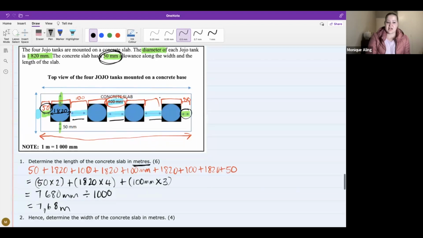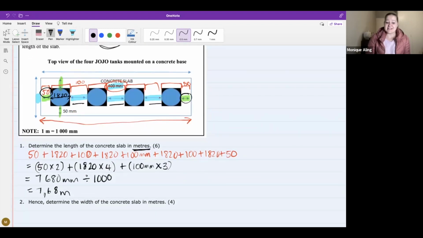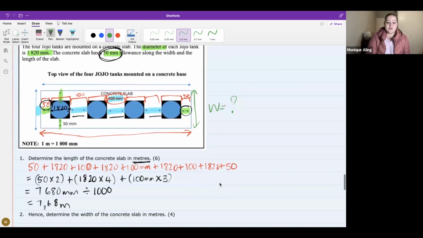Okay, I'm going to ask you guys to look at question 2. Hence, determine the width of the concrete slab in meters. So now we're doing the same thing, but you're working out the width. So the other side. What is my width? Using the measurements given to us. If you want to take a screenshot, quickly do so now, because I'm going to erase my arrows and highlighter on the picture.